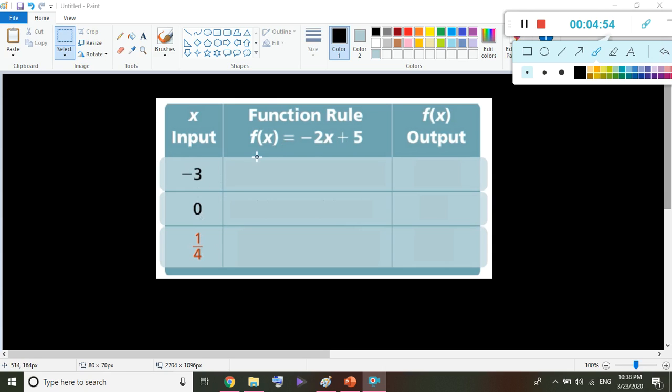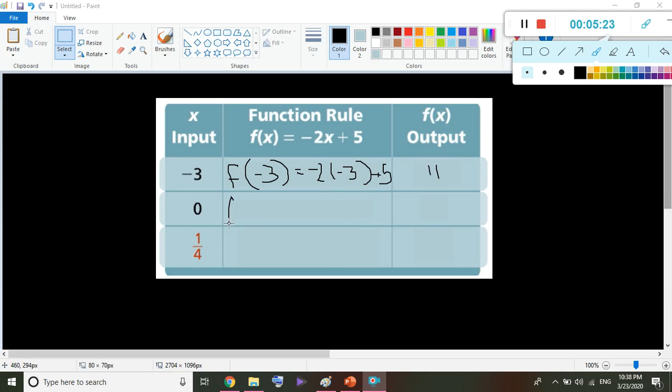Let's just substitute here. We're going to say f of negative 3 equals negative 2 times negative 3 plus 5. We're just plugging in negative 3 instead of x. Using the calculator, negative 2 times negative 3 is 6, plus 5, which is 11.